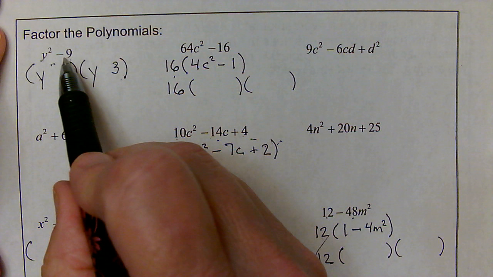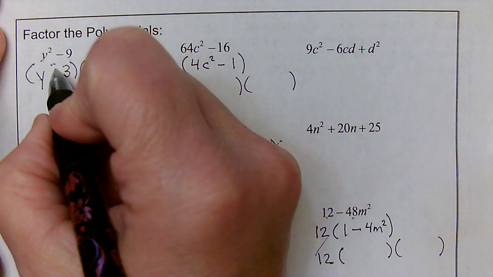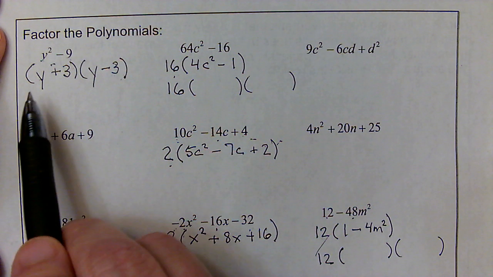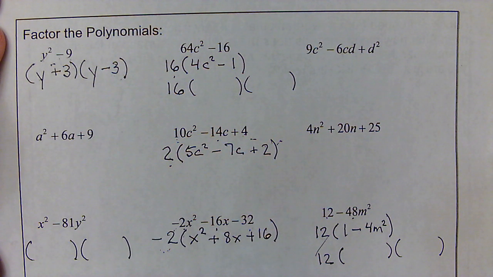And then because that second term has to be subtracted, that means these two numbers have to have opposite signs. So I put a plus in front of one of them and a minus in front of the other. So y plus 3 times y minus 3 will give you y squared minus 9. You can check it by multiplying it out if you wish.